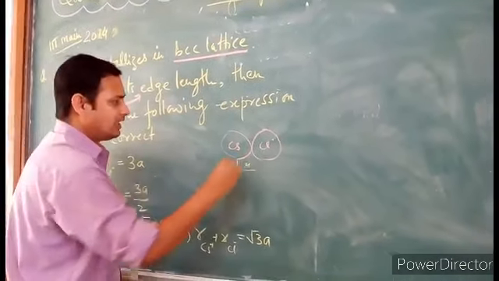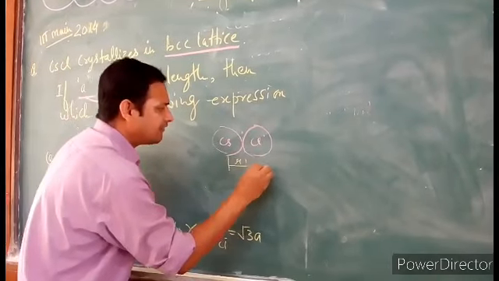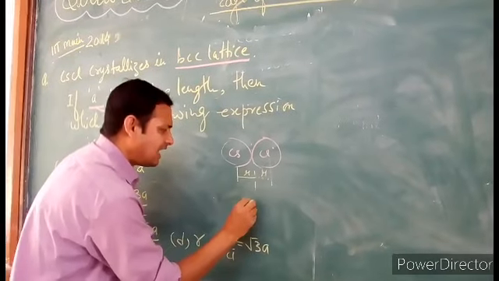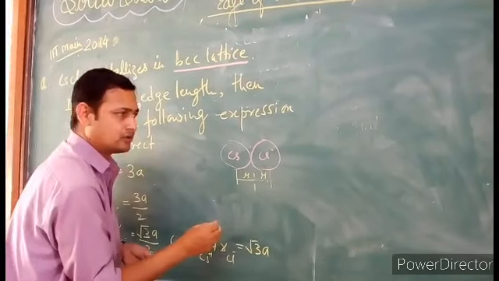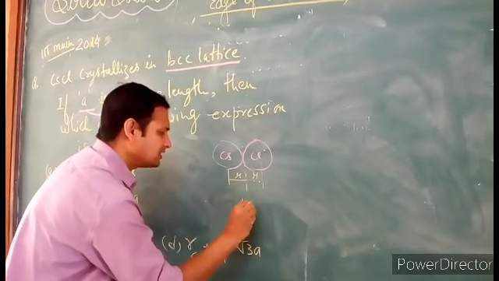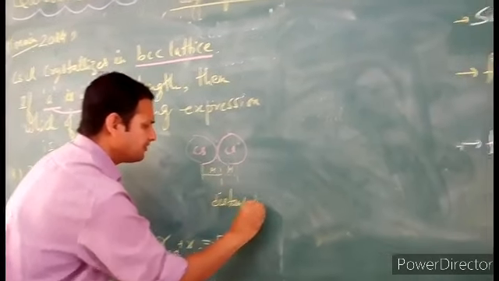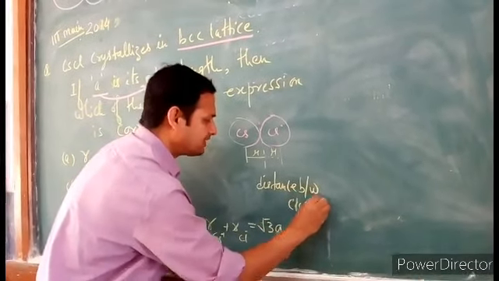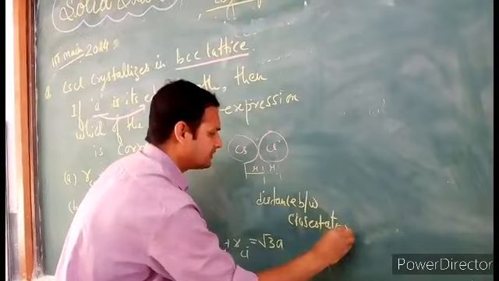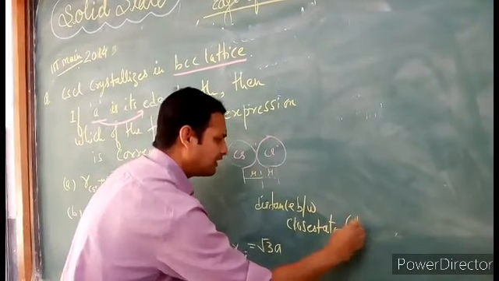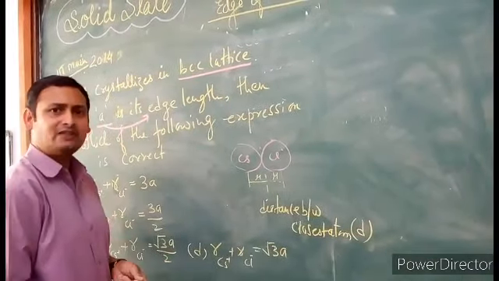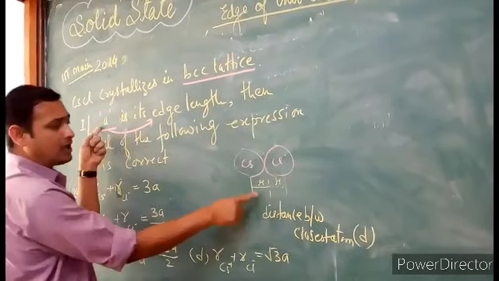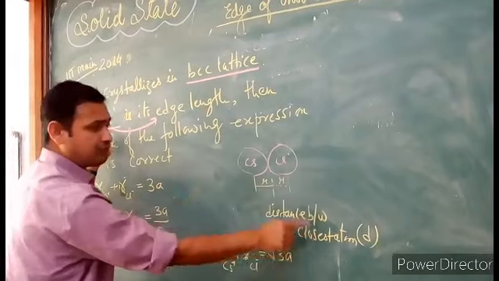Distance from here to here will be r, and distance from here to here will be r. And we all know r and r is actually 2r. 2r is the distance between the closest atoms, that is, distance between closest atoms means D. So if we know the relationship between A and R or A and D, we can get the answer.